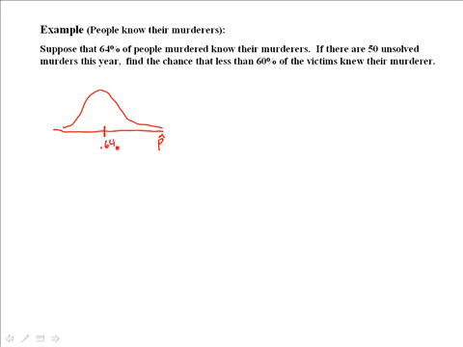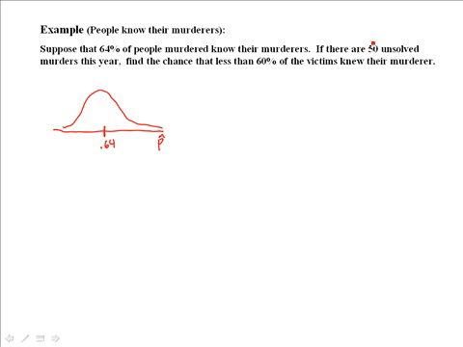All right, so this is the p hat distribution, and this distribution shows you how the sample proportions fall each time if you take a sample and then actually compute the proportion of those people murdered that knew their murderers. Now, suppose I want to find the chance that less than 60% of the victims knew their murderer in a sample of 50 unsolved murders.